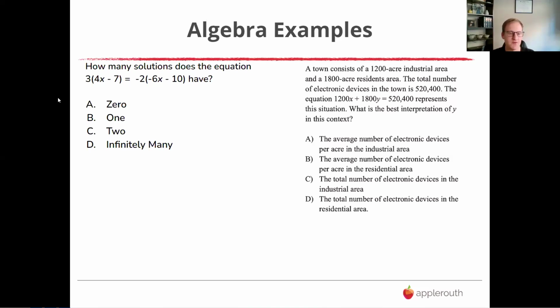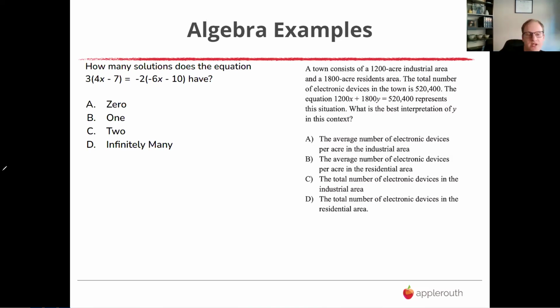The reality is for this first question on the left side, how many solutions means how many times does this line intersect with this line? So I would graph them. I would probably do the first expression by itself and the second expression, and then literally just see how many times do they intersect.